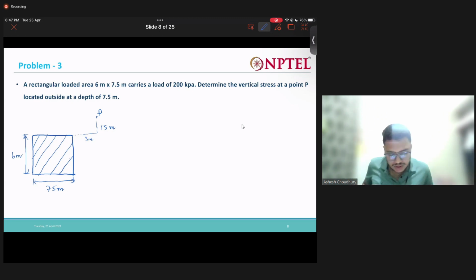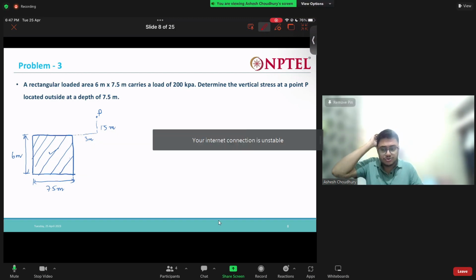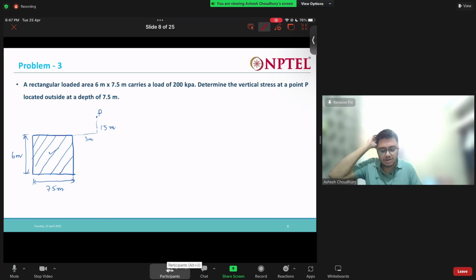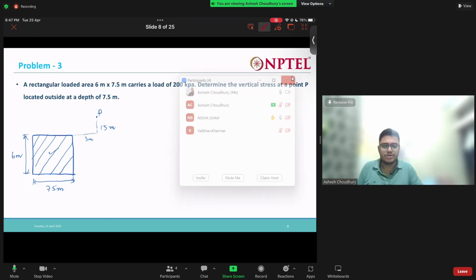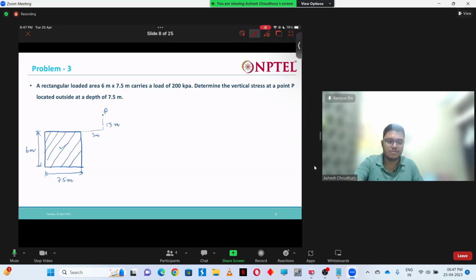Okay, so we need to determine the vertical stress at this point P. All right, and this point P is actually located at a depth of 7.5 meters. All right, and this is our loaded area. So as you can see, the P point is actually situated outside the loaded area. Okay, so how can we solve this? In order to find this out, we will be drawing some fictitious loading, and then using that we will be determining the pressure under this P.